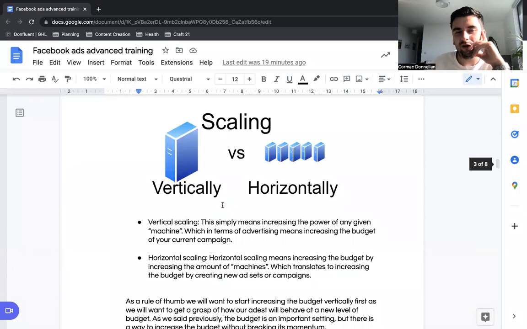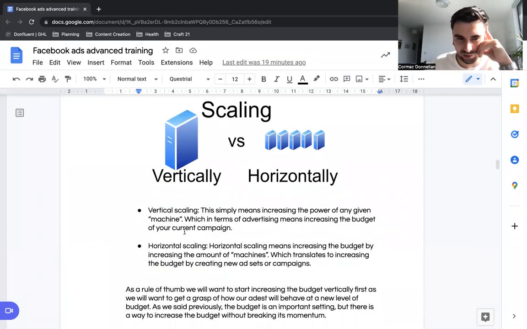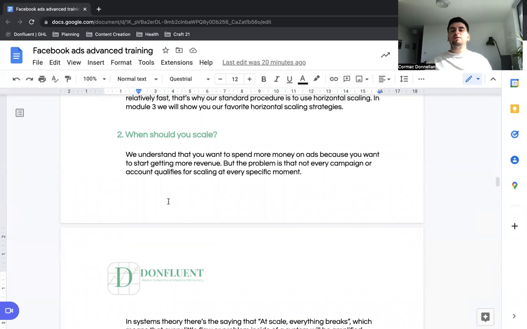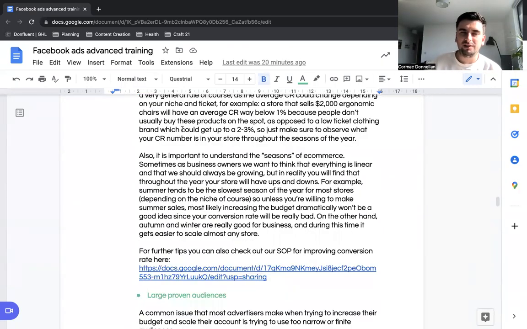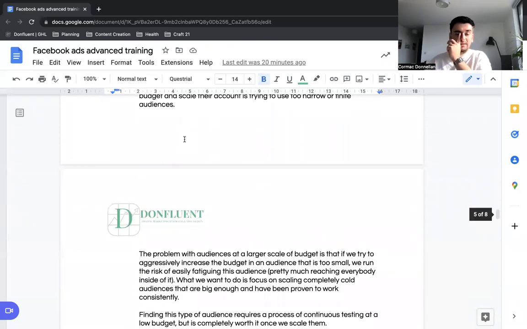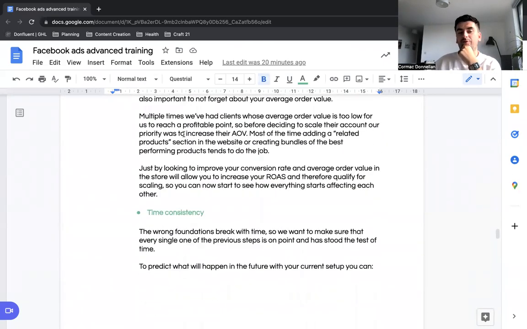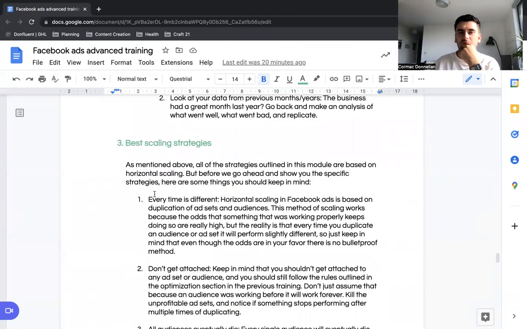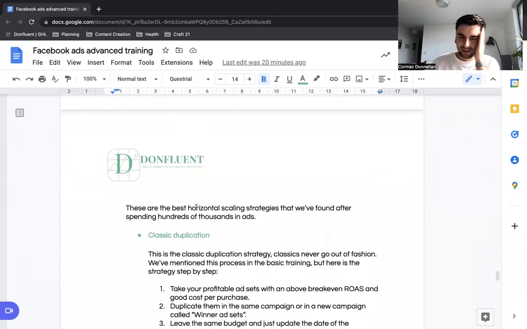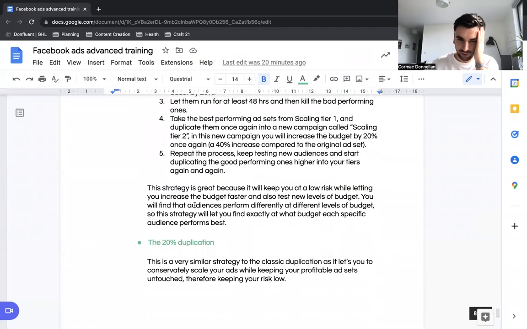We went through horizontal and vertical scaling, which is duplication versus adding budget in one vertical. So that was what is scaling. Number 2 is when should you scale, and understanding what you need to do in terms of consistency of conversion rate, large proven audiences, and having an offer that people can't refuse, along with time consistency. And then the best scaling strategy is the mindset you have to be in and what you should take into consideration yourself before you scale. Classic duplication and the 20% duplication rule. So it's a pretty extensive training, and these principles apply to numerous platforms.